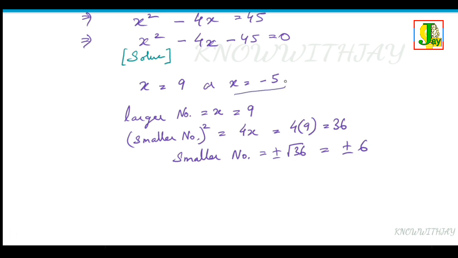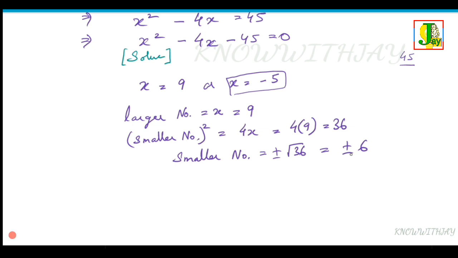Now we discard x equals minus 5. The reason is the difference of the squares is 45. If we consider this as the larger number, the square of minus 5 is 25, so the difference cannot be 45. Even if we take another number, the square is always going to be a positive number. So after subtracting, you cannot have 45 if you choose x equals minus 5. So we have to discard x equals minus 5, and we have chosen 9.